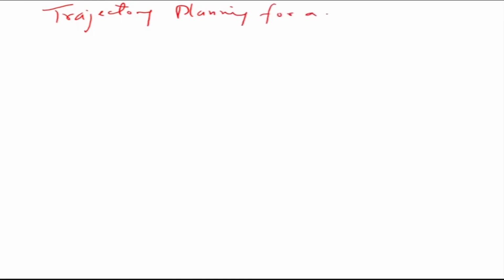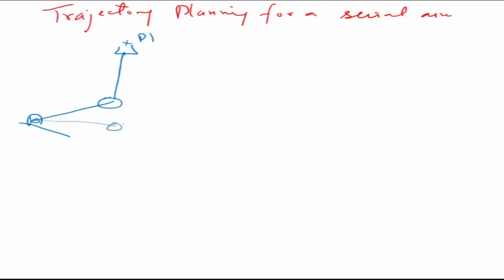Trajectory planning for a serial arm. Now what this actually means is that when I have a two-link manipulator, for example, like this, I want to go from this point P1 to the point P2. I want to go like this, and I want to go here, P2. That's my point P2. Okay.